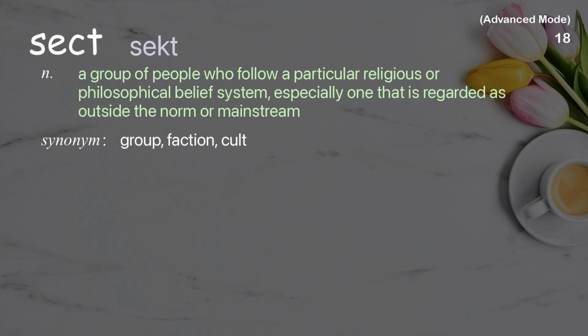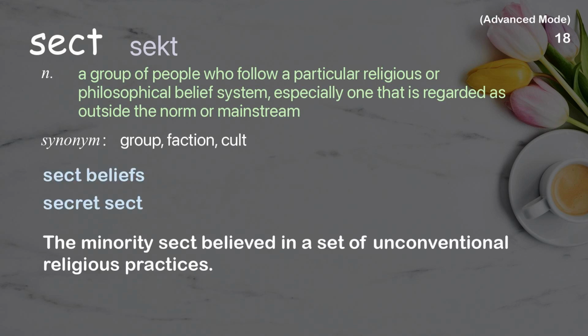Sect. A group of people who follow a particular religious or philosophical belief system, especially one that is regarded as outside the norm or mainstream. Examples: sect beliefs, secret sect. The minority sect believed in a set of unconventional religious practices.